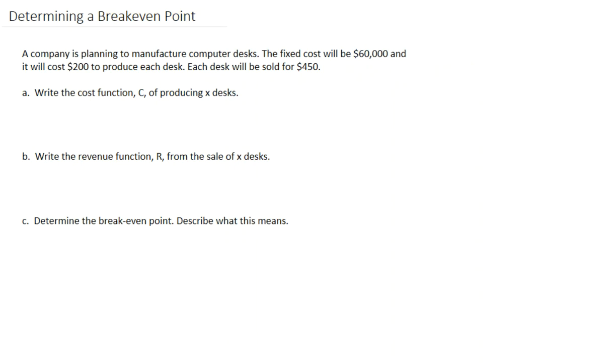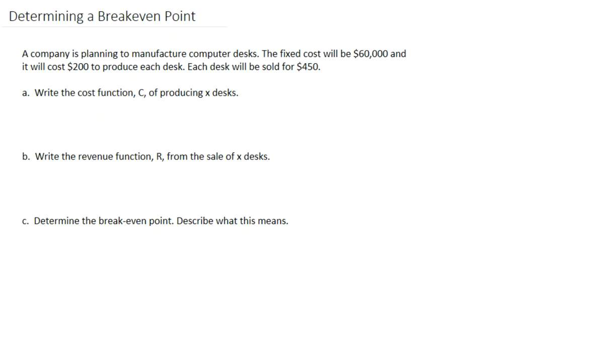All right, so here's a scenario. A company is planning to manufacture computer disks. The fixed cost will be $60,000 and it will cost $200 to produce each disk. Those are some really expensive disks. Each disk will be sold for $450. So, what we want to do, like I said, is set up an equation for the cost. We want to set up an equation for the revenue. And then we want to determine the break-even point by solving the system of equations when the cost equation and the revenue equation are equal.